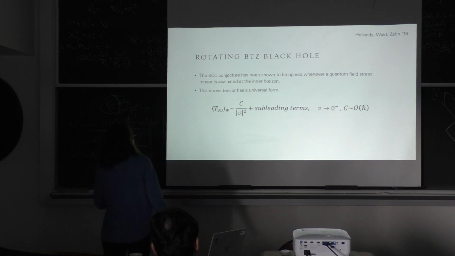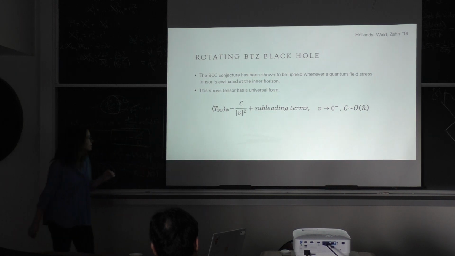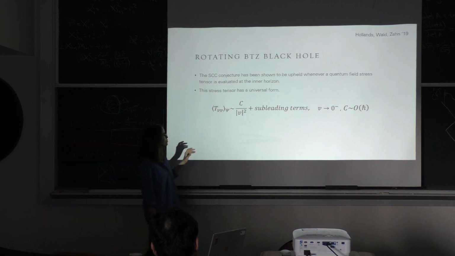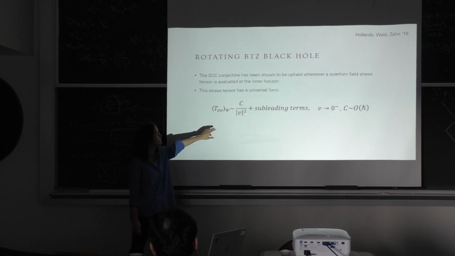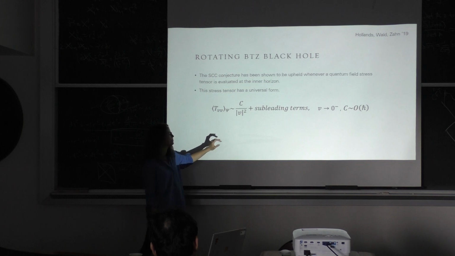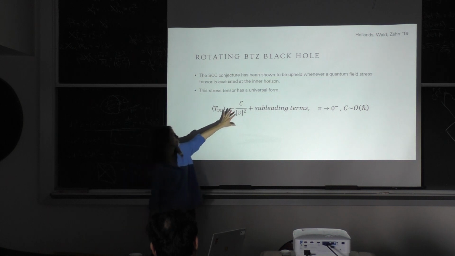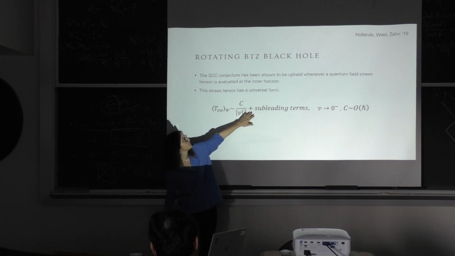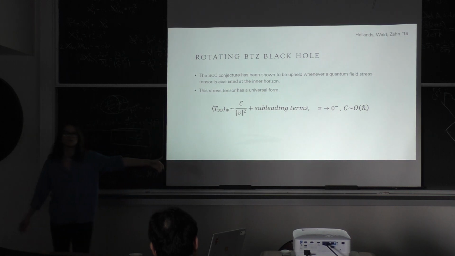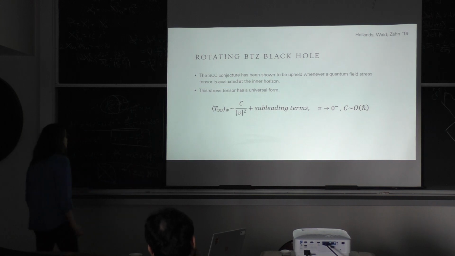And what they've shown is that if I take a black hole and put some quantum fields on top of it, I can calculate my stress tensor in some particular state, but it doesn't really matter which one. And what I find is that my stress tensor has a very universal form, which Arvin might disagree with. But at least there's one term that is properly universal, and it goes as 1 over v squared. This is a term that comes from the quantum correction, and we see that because this constant is h bar dependent. These subleading terms can also be singular, but they don't have to be. They come from the classical contribution of the stress tensor.